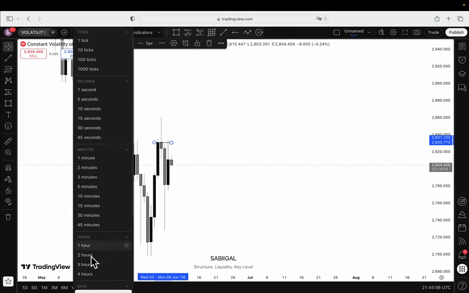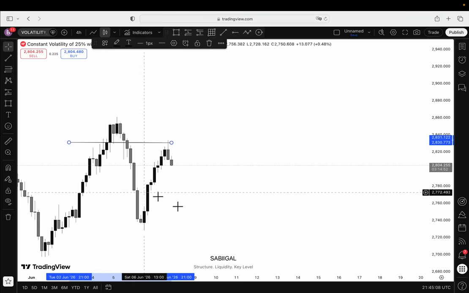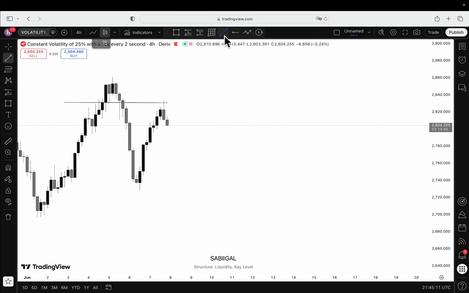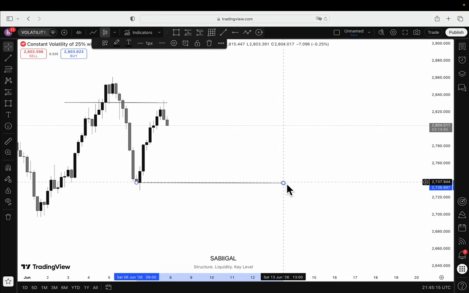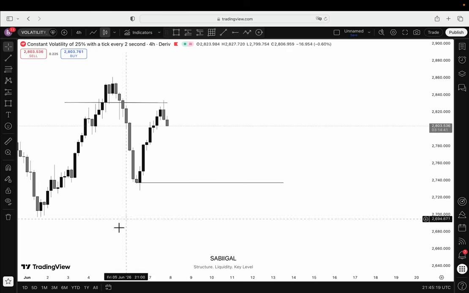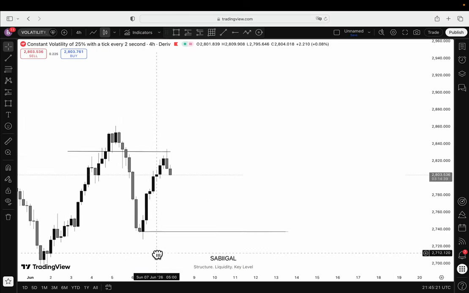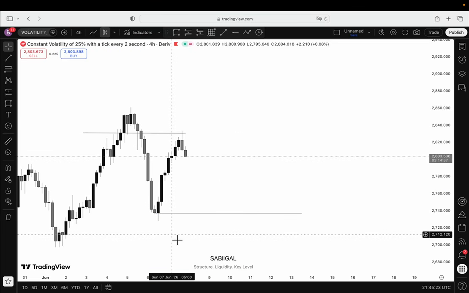So if you go to the 4 hours, our first breakout is this one right here. It's kind of far. So any sell POI you take before this breakout, just know that it is low probability. That's where those random stop losses come from.